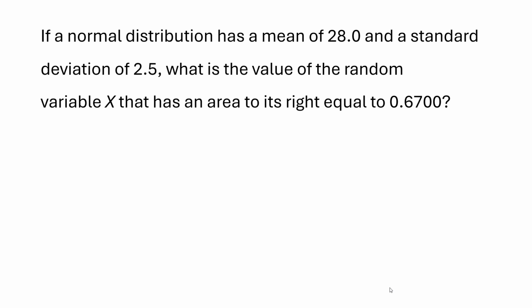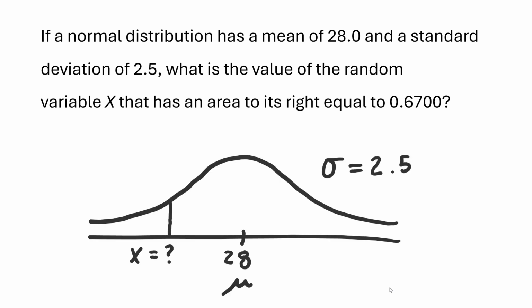0.6700? So in this problem, we're told it's a normal distribution. We have the mean and the standard deviation given to us. But instead of them giving us a particular value of the random variable and asking for the area or probability, it gave us the area it'd like to trap, or the probability it'd like to trap to one side or the other. In this case, it's to the right side.